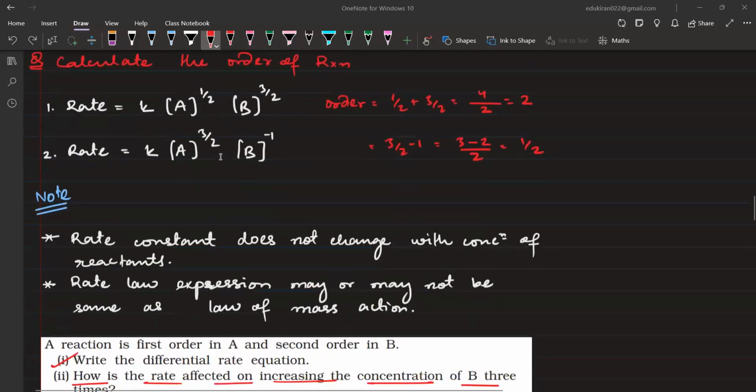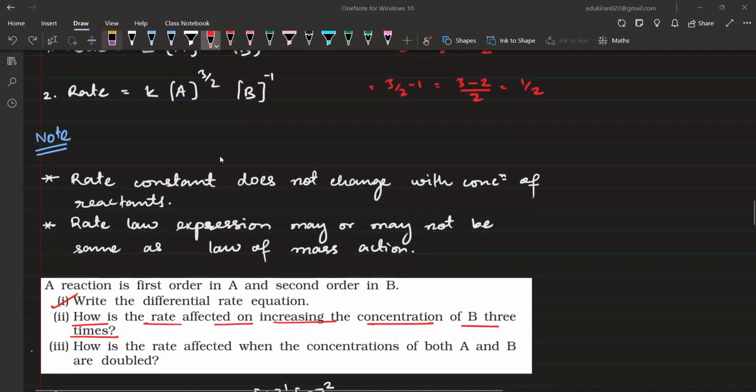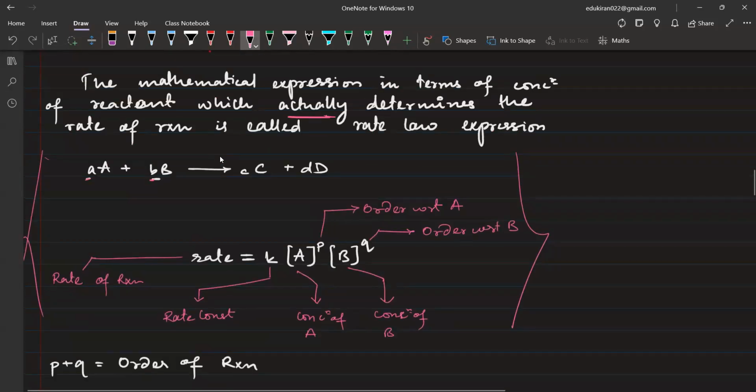Moving on, the note is, we will see this particular thing later on. The rate constant does not change with the concentration of reactant, and the rate law expression may or may not be the same as the law of mass action. We have already discussed that the p and q you have may or may not be stoichiometric coefficients. Assume they are not, until and unless it is explicitly written that stoichiometry is the order of reaction. And when we learn about the mechanism, then also we will take a generalization of when the order will be equal to the stoichiometric coefficient.